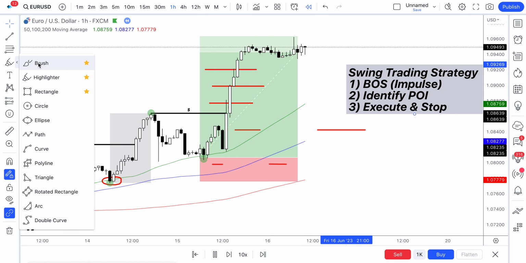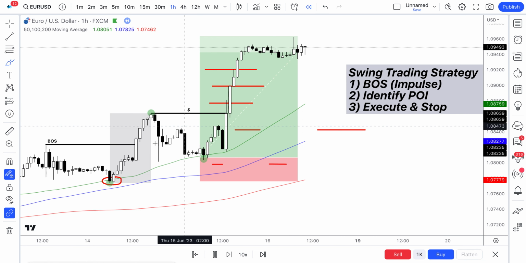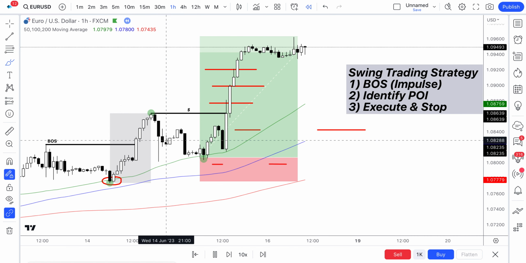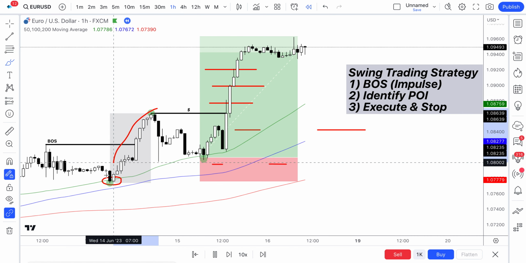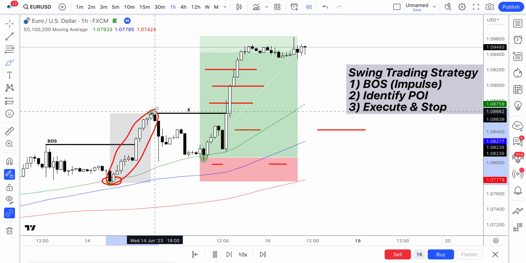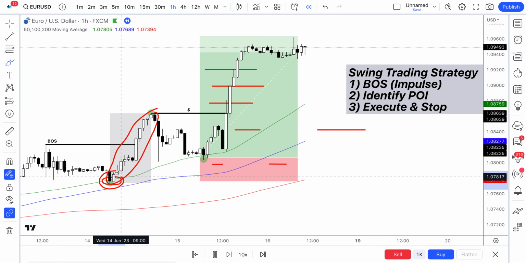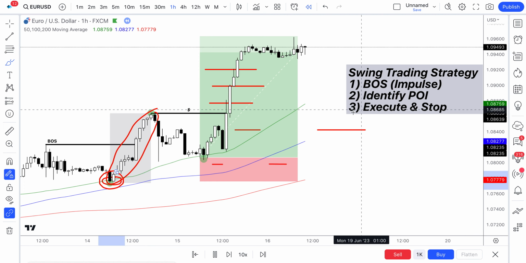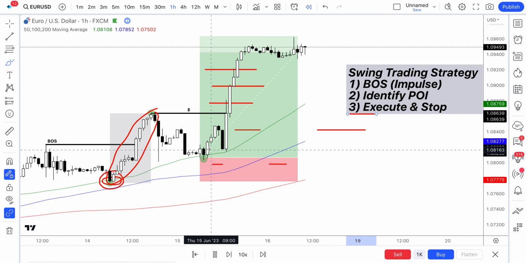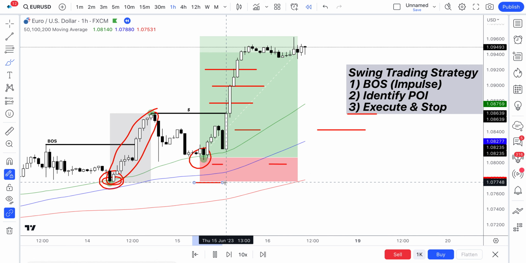It's very, very simple. So we're using a few confluences. We're using the break of structure to indicate a buyer's market. We're using the recency bias, which is where did the institutions buy before, and then we're using an execution around that area with a stop loss to give this trade some room to breathe.